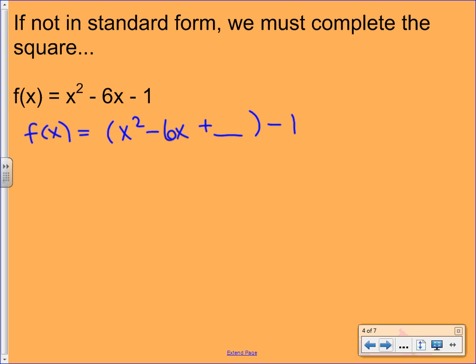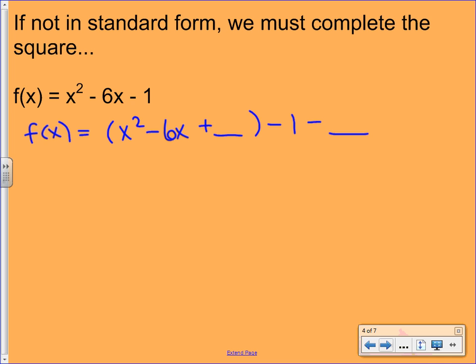But can I just add something to an equation? I can't just add something, okay? That's changing the equation. So if I add something, what do I need to do to balance it out? Subtract that same value. If I add 5 and subtract 5, that's the same as adding 0, right? So we're not changing the value of our equation.